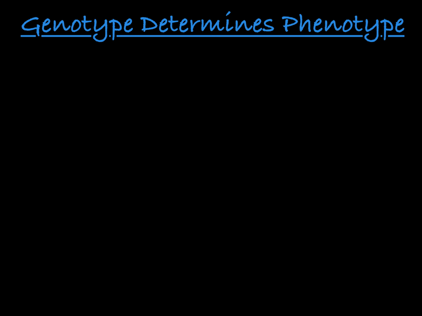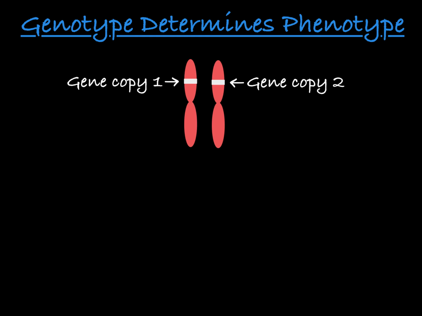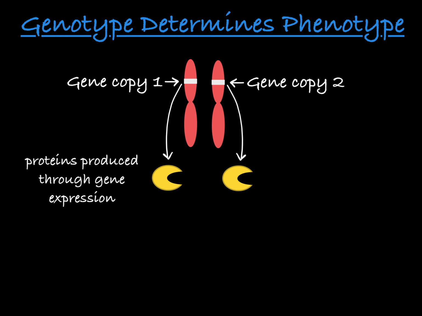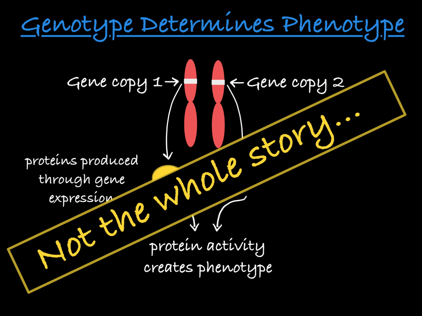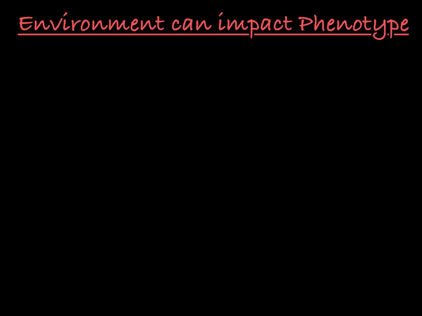You've likely learned that a person's genotype dictates their phenotype. Which alleles they have for a gene will result in the production of a specific protein, and the function of that protein creates the person's phenotype. But that's not the whole story. It turns out that the environment can alter your phenotype without altering your genotype.